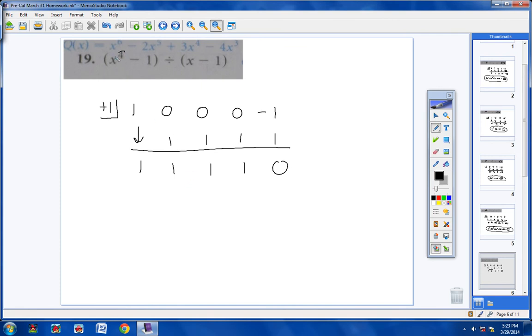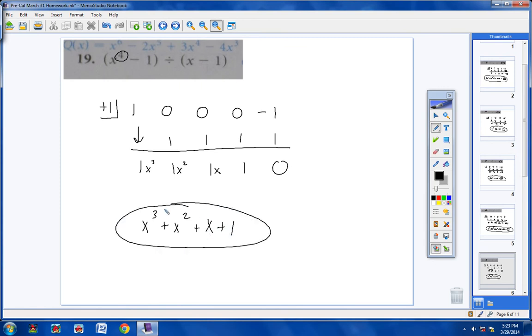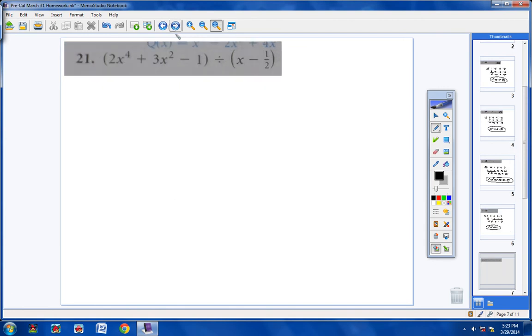Notice your highest power was a 4th, so your 1 here would get an x cubed, your 1 here would get an x squared, your 1 here would get an x, and this is your constant term. So your final answer is x cubed plus x squared plus x plus 1. And there's no remainder, so that's sufficient. All right. And then the last one in this section, number 21.